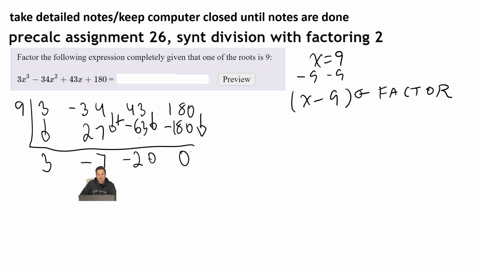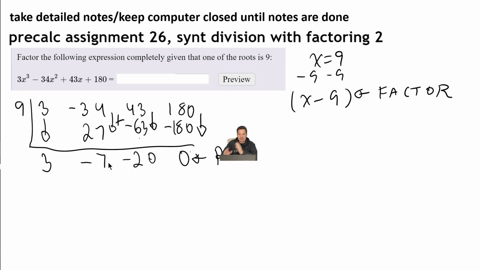Add straight down. Because you have a 0 in that bottom row there as the last value, that tells you that x minus 9 is indeed a factor of that polynomial, because the 0 represents the remainder. So this is the remainder, it's 0. So far what we know is the following. With one factor from the root, and applying synthetic division one time, we can write our polynomial simply as x minus 9, a factor from the root, multiplying the following.